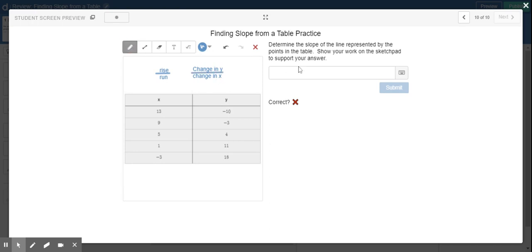So how I'm going to do that, it says determine the slope of the line represented by the points in the table. Show your work on the sketch pad to support your answer. We're going to put our answer in this box here to check and see if it's correct.